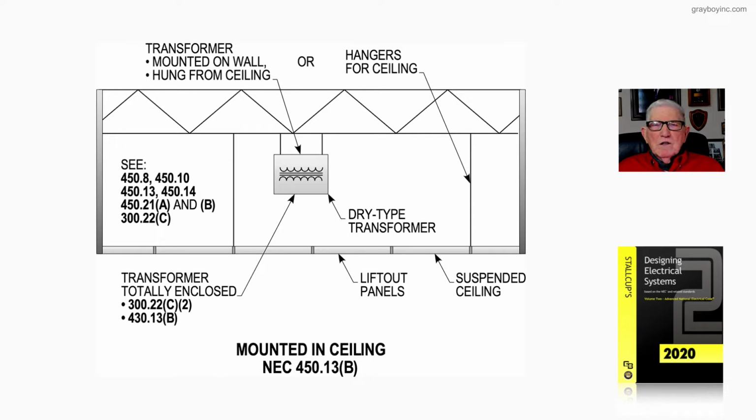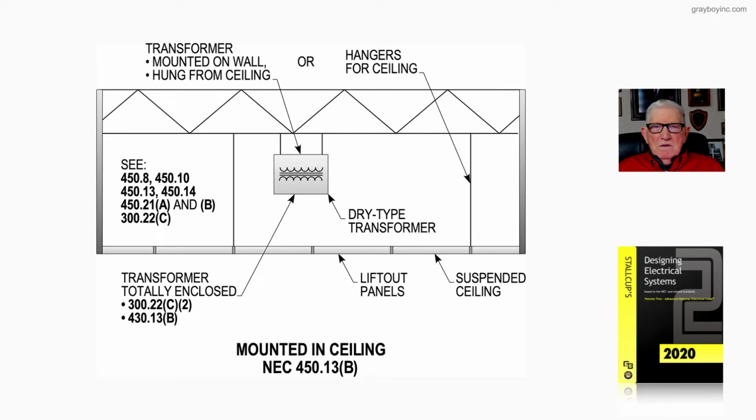450.21(A) is when the transformer is 112 kVA or less. If it's over 112 kVA, then it's 450.21(B), and you have some rules that you need to look at. And then 300.22(C) requires it to be a totally enclosed transformer to be set above that suspended ceiling, which is used for environmental air. So look at the loops.